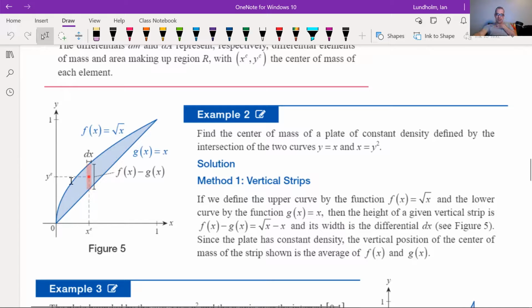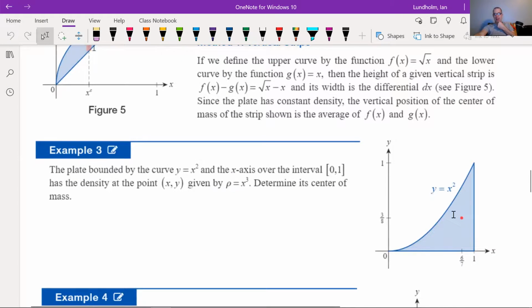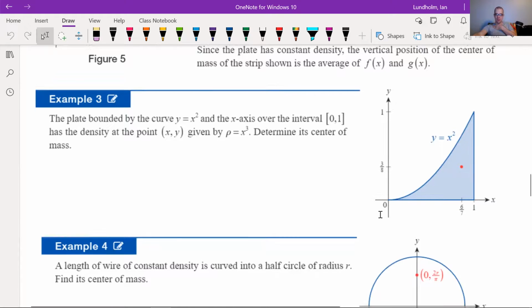So you could totally do that, find the center of mass of a shape like that. You could find the center of mass of a shape like this. Notice this one has a center of mass at 6/7, 3/8, because things are shifted over that way. Cool.